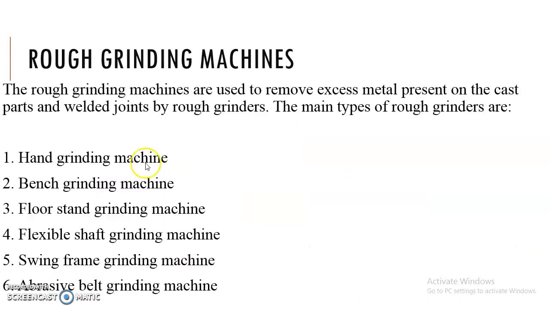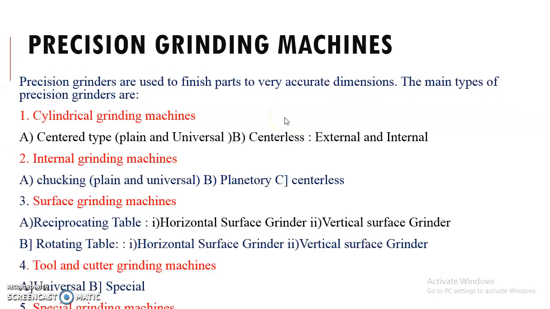Rough grinding machines are classified as hand grinding machine, bench grinding machine, floor stand, flexible shaft grinding machine, swing frame grinding machine, abrasive belt grinding machine. These are all rough grinding machines, which are useful for removal of excess metal from cast parts or welded joint parts. But we are interested in precision type of grinding machines.